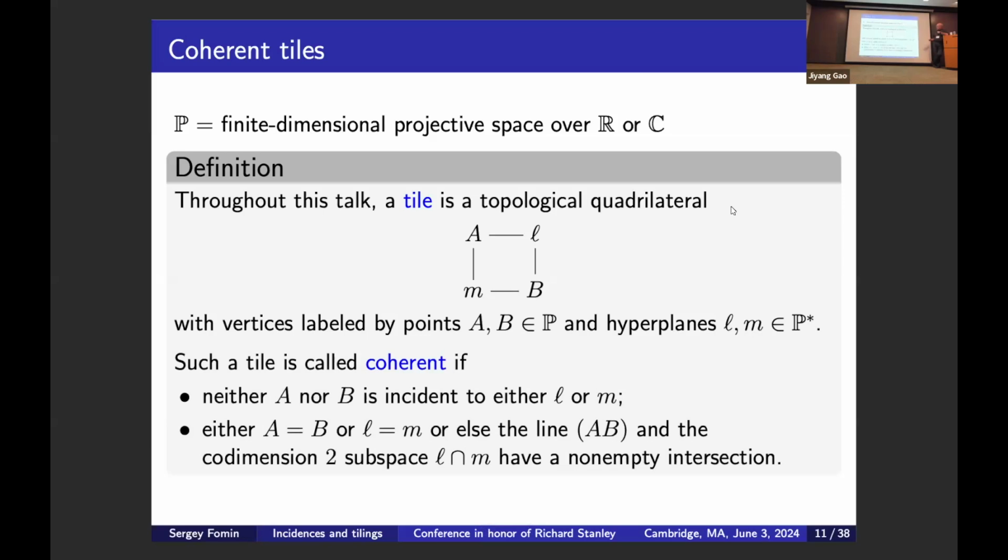And if A equals B or L equals M, then it is coherent. But generically, the condition really is that the line that passes through A and B pierces the codimension 2 subspace at which L and M intersect. So generically, this is not going to happen because the sum of the dimensions is smaller than the dimension of the ambient space. But when it does happen, we say the tile is coherent.